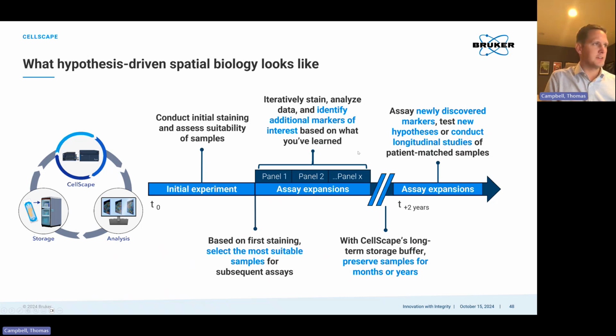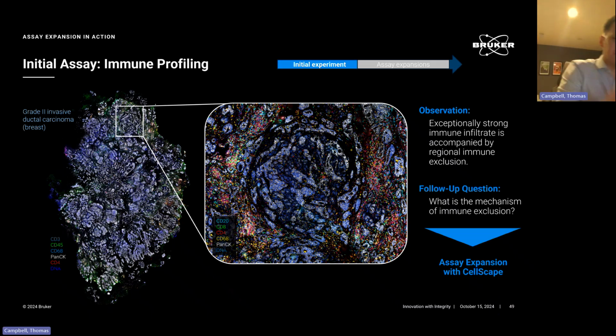As you progress in your experiment and iteratively stain and analyze the data, maybe you identify additional markers of interest over time, maybe even more longitudinally. More markers are discovered of interest. Maybe you develop new hypotheses. Maybe you want to conduct longitudinal studies. You can go back to the sample for up to 2 years and reinterrogate that exact same sample over and over again. So here's a really specific use case of that.